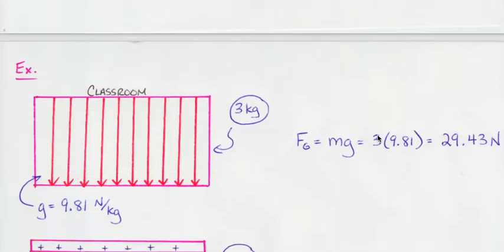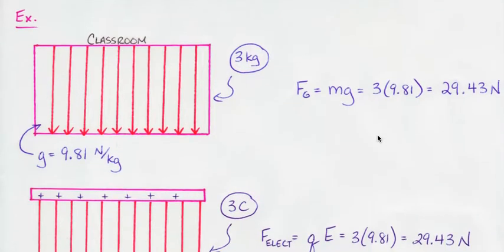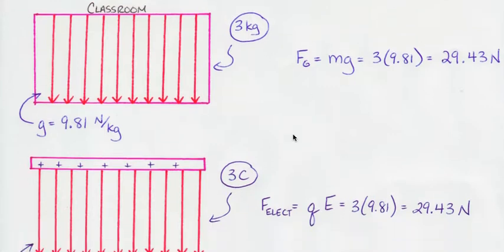To see an example really quickly, in the classroom, if you were told that this classroom is on the surface of Earth, and therefore the gravitational field strength is 9.81 newtons per kilogram, and you place a 3 kilogram mass in that field, the force of gravity will be mass times the field strength. 3 times 9.81 gives me 29.43 newtons.